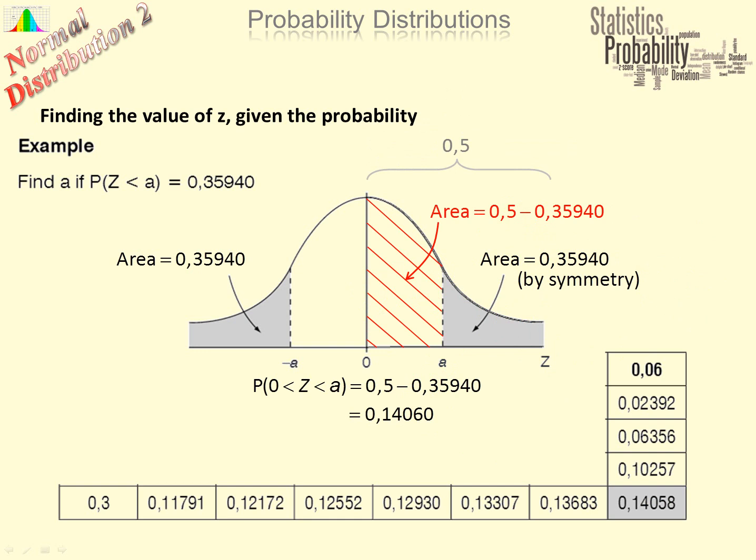Which means in fact that we have A equal to 0.36. But in fact it's on the negative side, so therefore we must remember that A is now, that value there is negative 0.36.